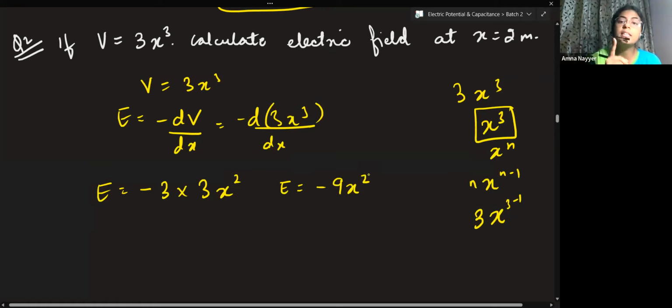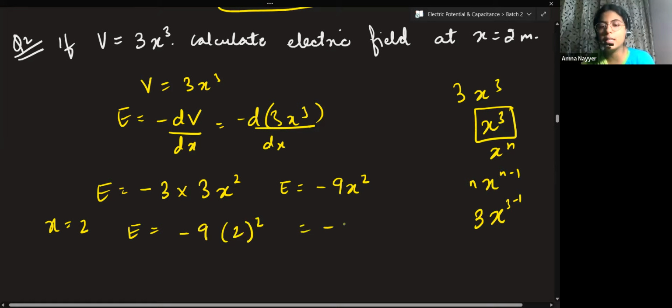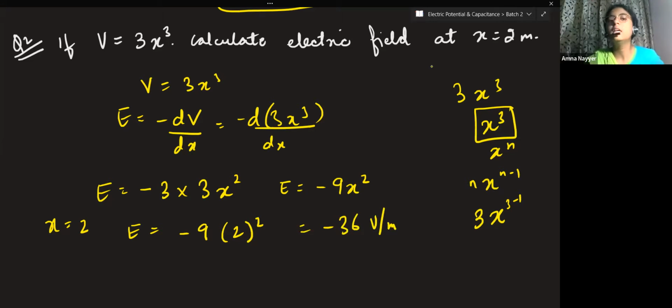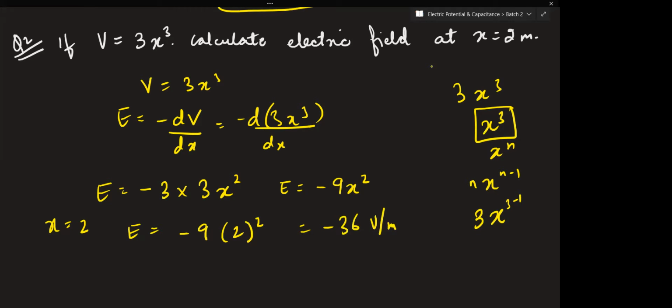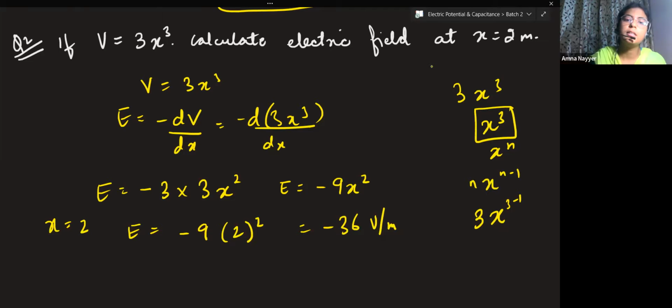Now, electric field at x equals 2. Put x equals 2. Electric field will be minus 9 times 2 squared. So 4 multiplied by 9 gives you minus 36 volt per meter or newton per coulomb. Is it clear now to all of you? Yes, sir. All right. So just note down this.